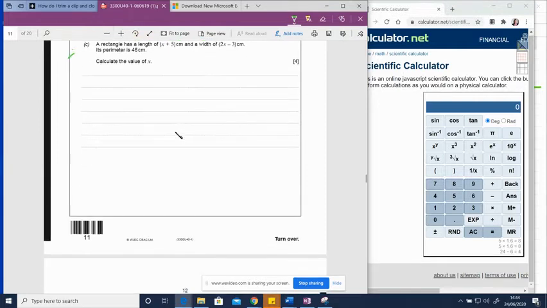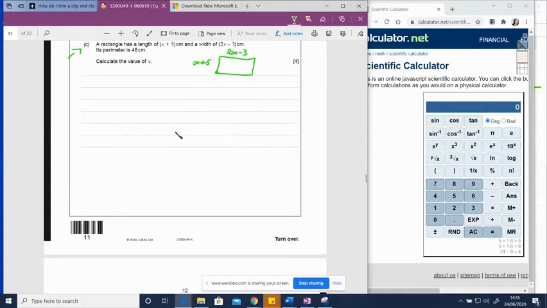Part C tells us that a rectangle has length x plus 5 and width 2x minus 3 centimetres. It tells us its perimeter is 46 centimetres and asks us to calculate the value of x. Well, as ever, I'm just going to start with a little sketch of a rectangle. I know that its width is 2x minus 3. I know that its length is x plus 5. I know that the word perimeter means the length all the way round the rectangle.